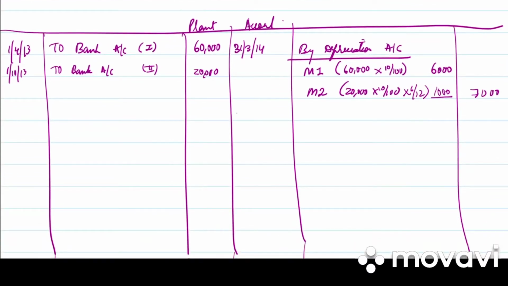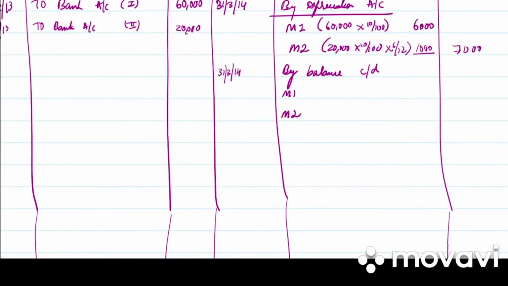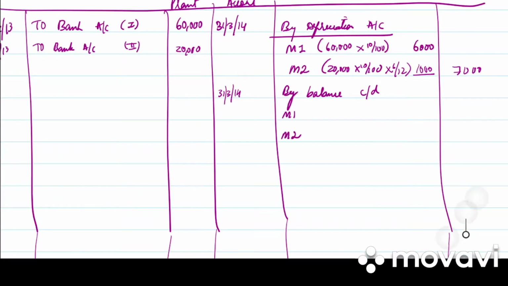So how much do we get? 7,000 is the depreciation. Next on 31st March we will bring the balance down. So by balance carried down, again machine 1, machine 2. So machine 1 is 60,000 minus 6,000, that is 54,000. 20,000 minus 1,000, that is 19,000.